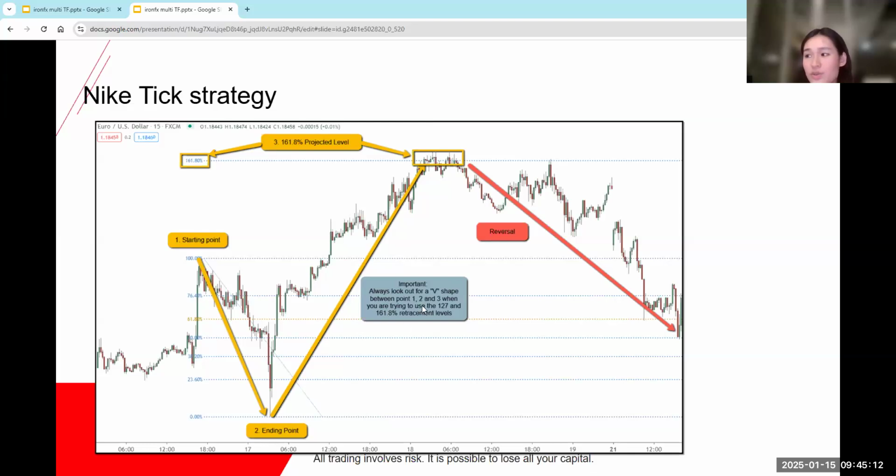So here we're telling you to look out for this V shape, and you should only use this when price has surpassed that 100 level, so that your tail end or the second movement should be bigger than the 100% retracement.